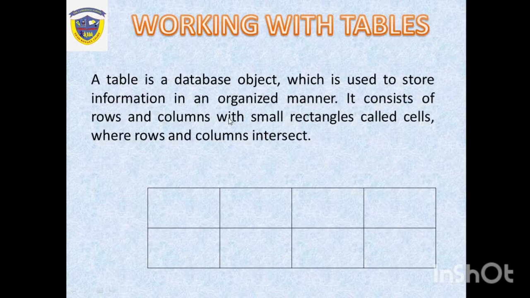Next, working with tables. What is a table? A table is a database object which is used to store information in an organized manner. It consists of rows and columns with small rectangles called cells. Where rows and columns intersect, that is a table. Small boxes are known as cells. This one box is known as a cell, where rows and columns intersect. Here, this point. So it is a table.